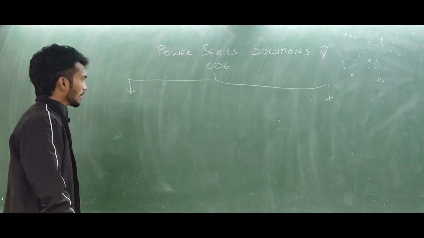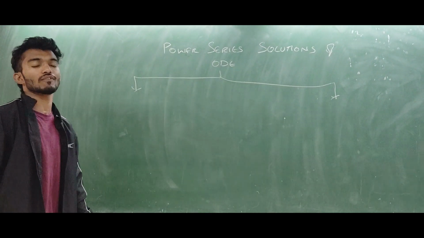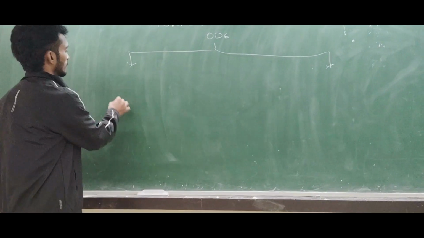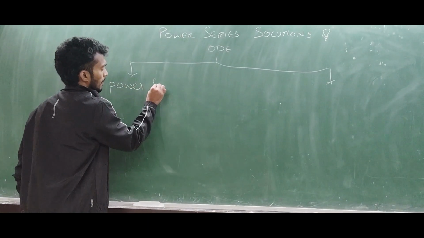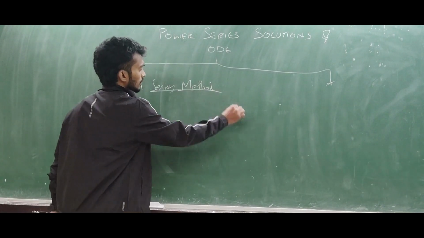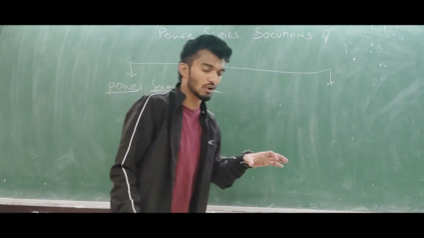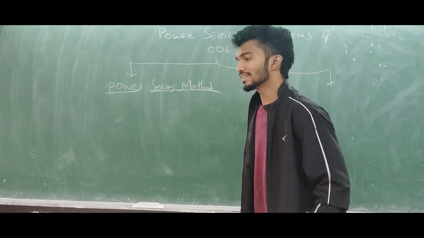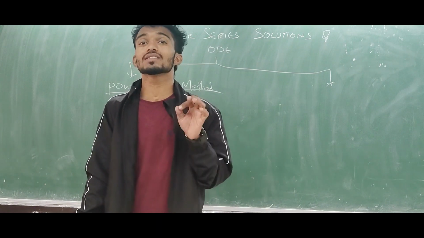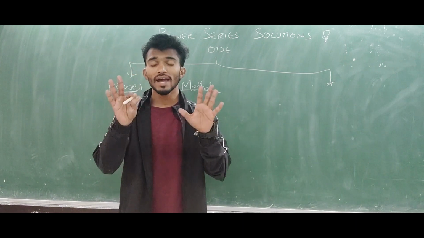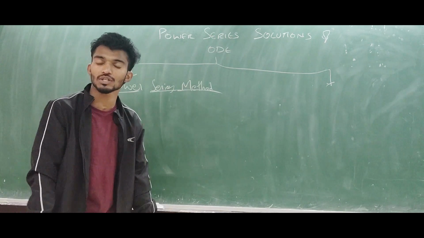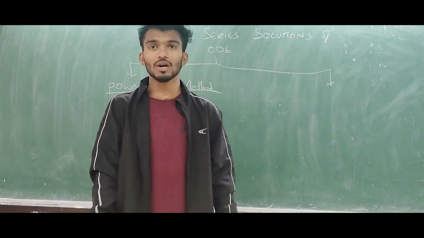irregular singular points, right? In this video, we are going to discuss how to find the solution of a given ordinary differential equation having variable coefficients using the power series method. If you want to find the solution using the power series method, then the ordinary point x equal to x naught should be 0. For ordinary point equal to 0, we use the power series method. Let's recall what we mean by ordinary point.